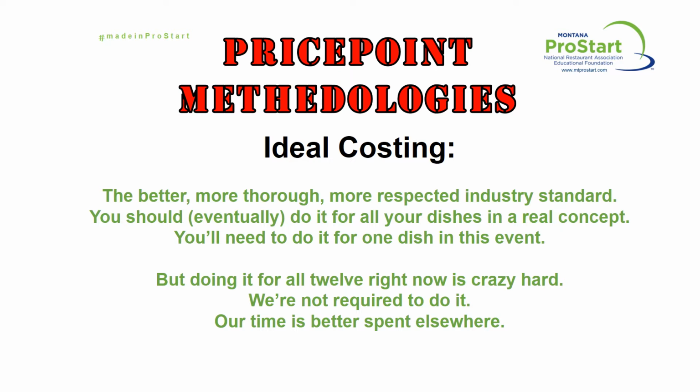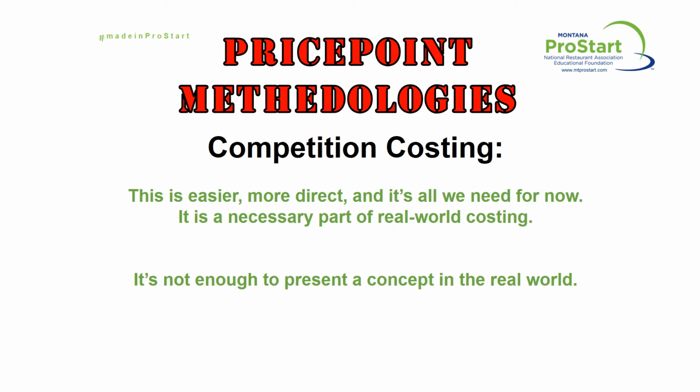In a real world situation, you'd want to ideal cost every single menu item, but doing it right now at the high school level, it's hard and it's not required, and not even necessarily the best approach, even if we were forming a real world concept right now. What we want to do is competition costing, and that's going and seeing essentially what the competition does.